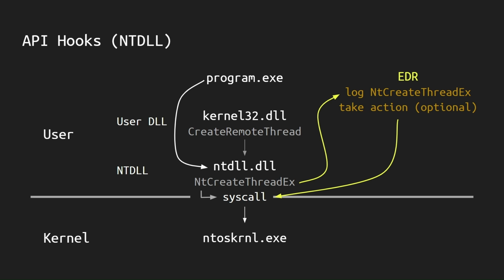And even if an attacker disables things like ETW or AMSI, those live in user space, right? So they could disable those, but they can't disable kernel callbacks because they don't have access to the kernel.